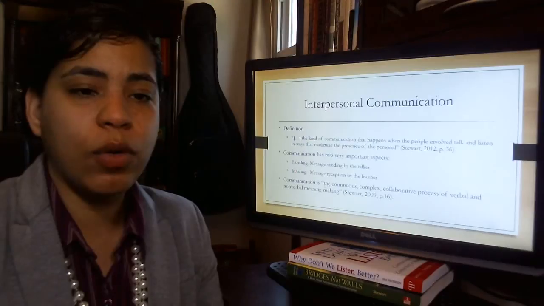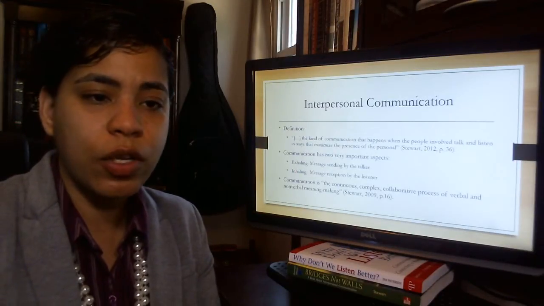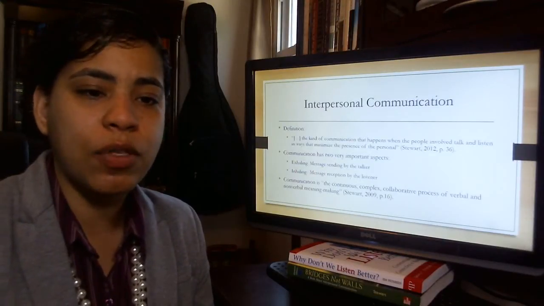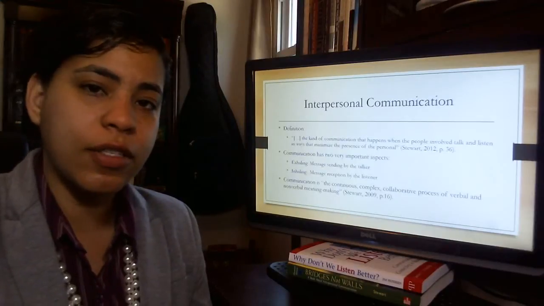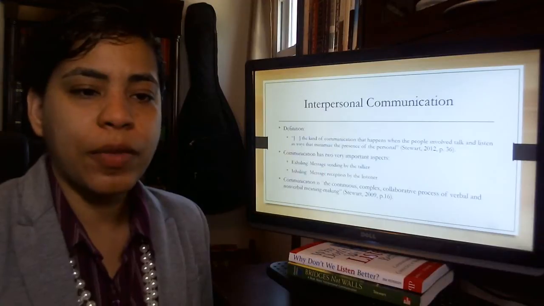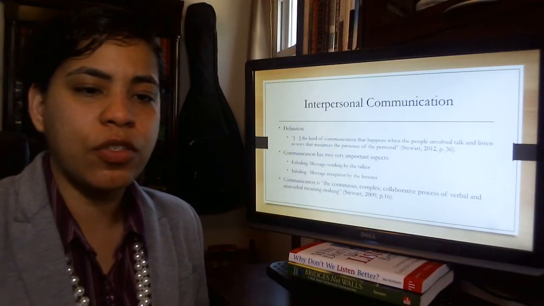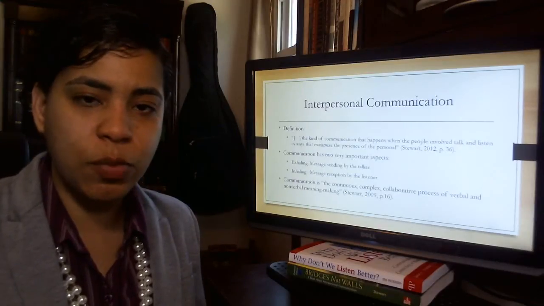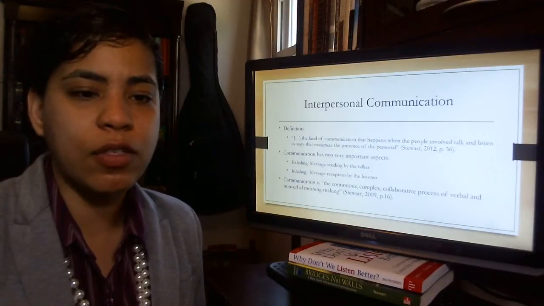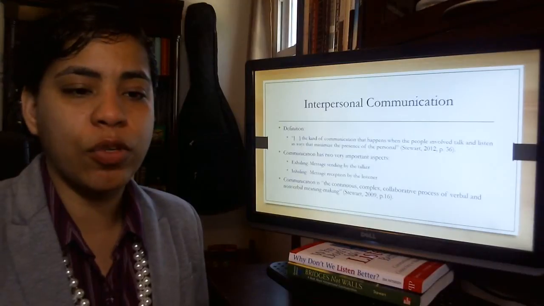Before I begin, I would like to give you a brief overview of what communication is. According to Stewart, interpersonal communication can be defined as the kind of communication that happens when the people involved talk and listen in ways that maximize the presence of the personal. In earlier parts of the text, Stewart likens the communication process to exhaling, which is the message being sent by the speaker, and inhaling, which is the message being received by the listener. This can be done simultaneously through verbal and nonverbal cues.